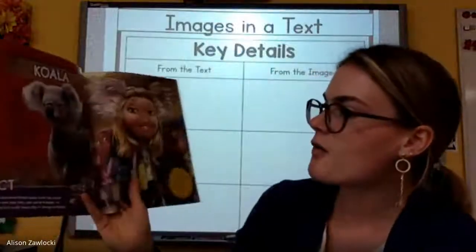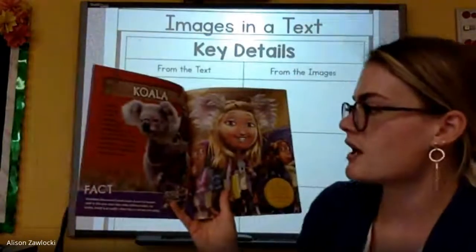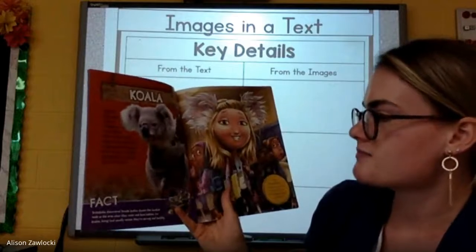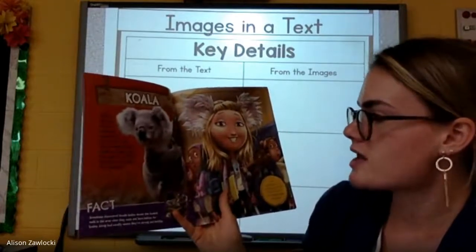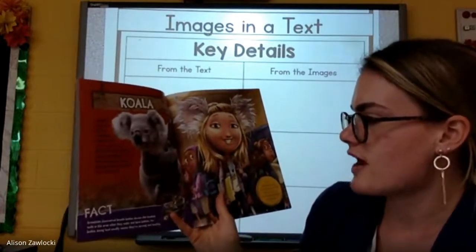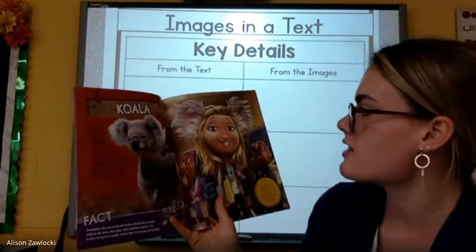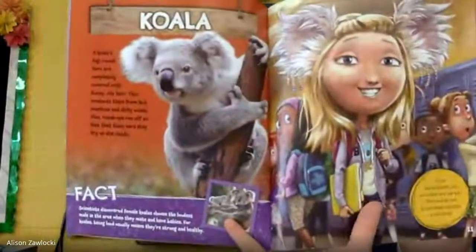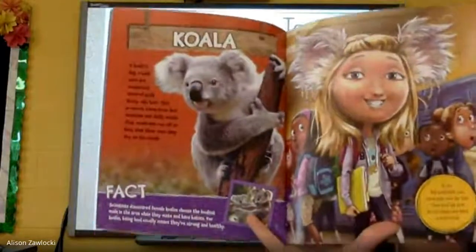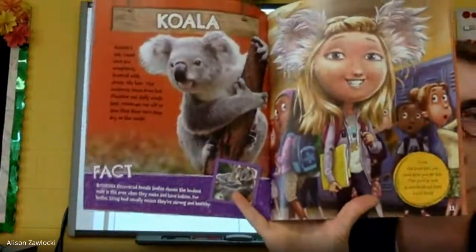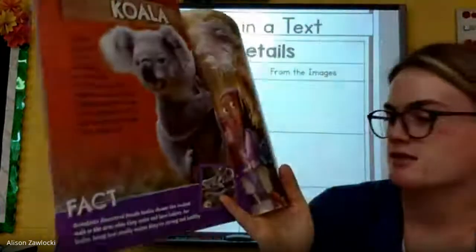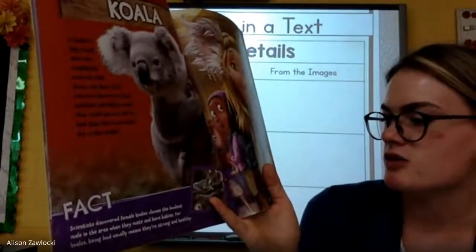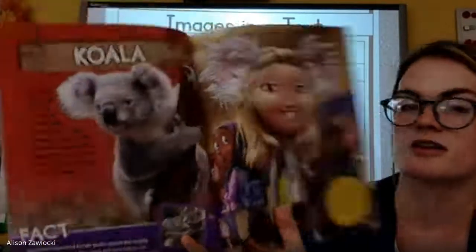Koala. A koala's big round ears are completely covered with fuzzy, oily hair. It protects them from the hot sunshine and chilly winds. Plus, raindrops run off so fast, their ears stay dry on the inside. Interesting. So I learned from the text. I want you to think just for a few moments and then I will tell you what I learned. What did you learn by just reading the text? I'll read this to you. If you had koala ears, you could style your ear hair. Then you'd be sure to turn heads and start a wild trend.